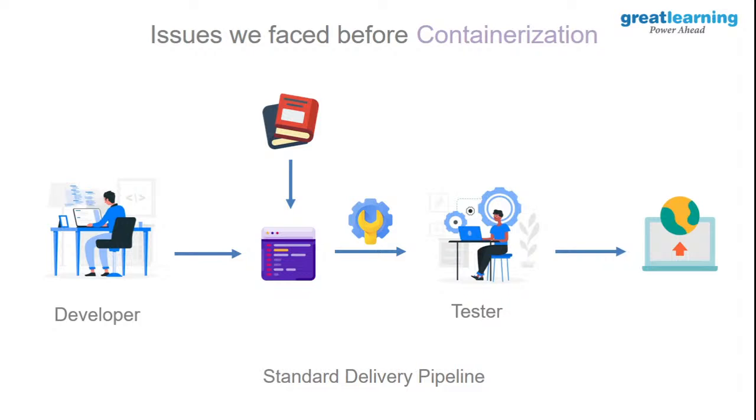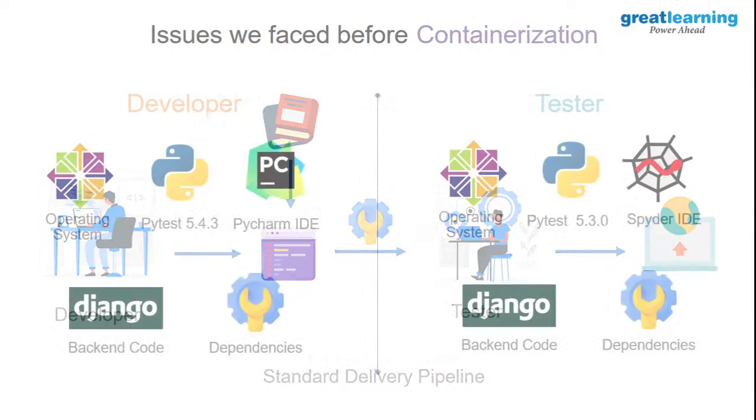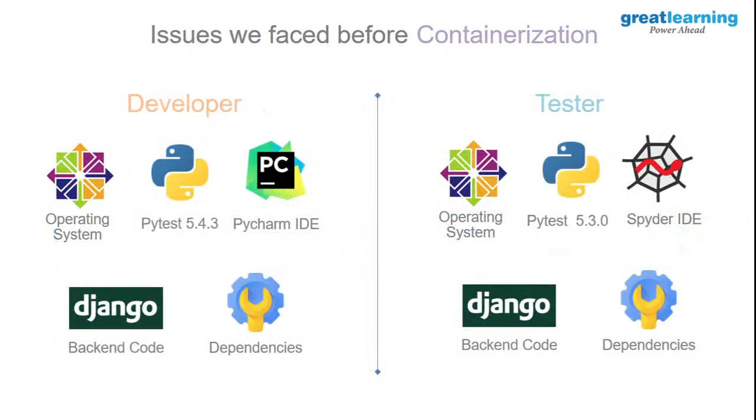Now there are some issues that can happen over here because we're not using any complex methods. These guys are just transferring the code on hard drives or sending it by mail or messages, whatever. They're very amateurs. They don't have a clear-cut idea of what's happening. Over here you can see the developer's environment and the tester's environment. In the developer's environment, you have the operating system, which is CentOS, PyTest 5.4.3 for testing, the PyCharm IDE, and he's using Django backend code. He's writing that and he has certain dependencies.